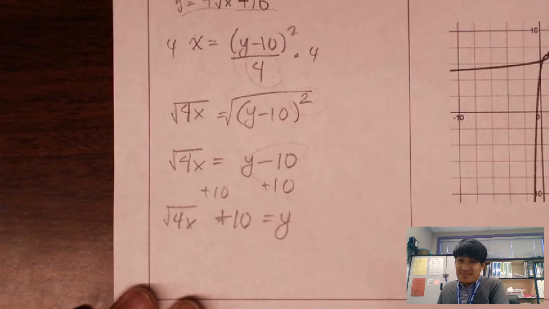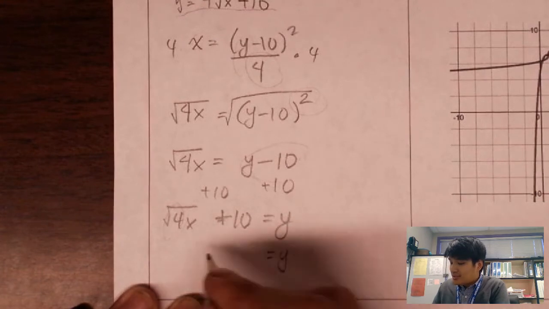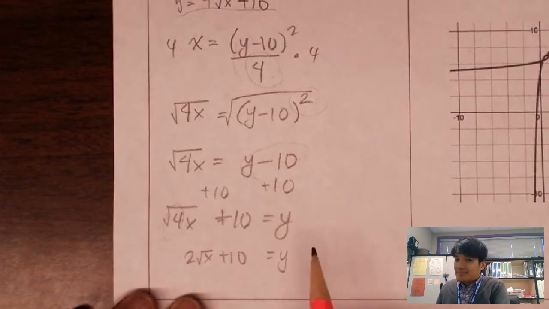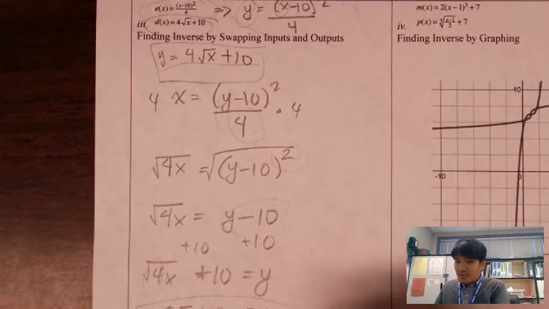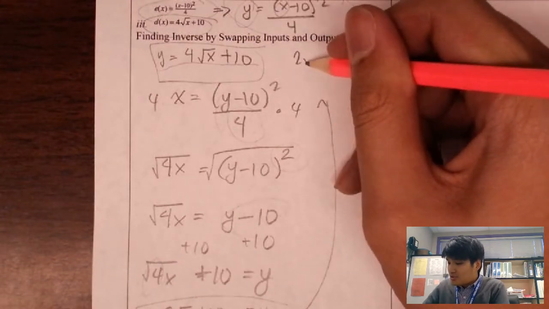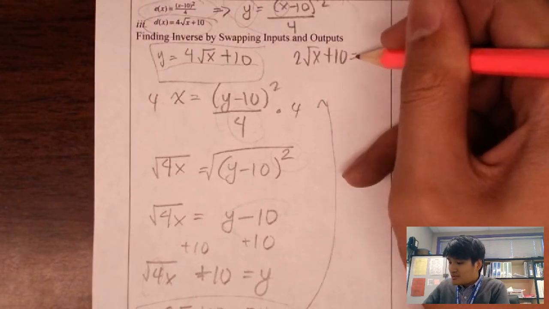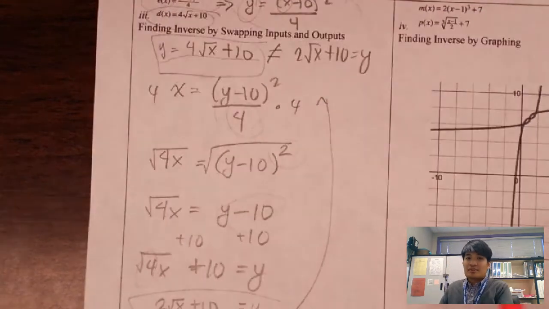The very last step technically is you can take the square root of this 4. So I can say that y is equal to 2 square root of x plus 10. So now this is what I get. Does this match the other equation? Unfortunately, if I move this back over here, we get 2 square root x plus 10 equals y, and unfortunately, they do not match.